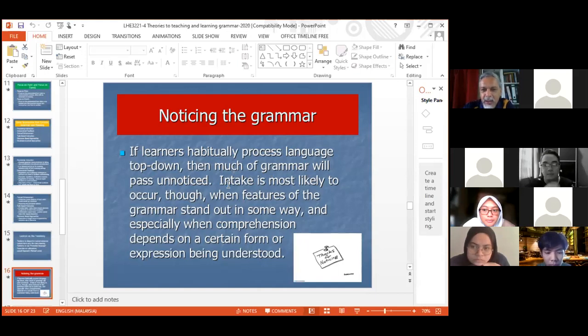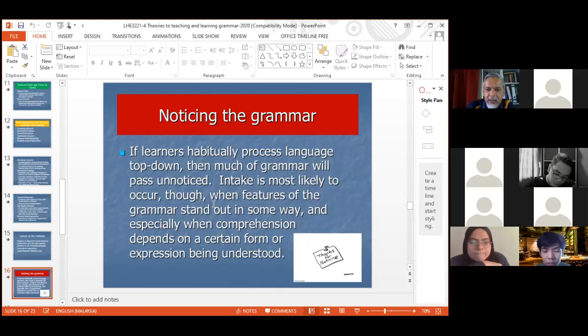So intake is most likely to occur when features of the grammar stand out in some way, and especially when comprehension depends on a certain form or expression being understood. Okay, so this is important to bear in mind. Because sometimes, especially if you want to teach grammar within some sort of communicative context, we have to be a little bit sensitive that the students may not pick up the grammar point because they're really going for the meaning. And you may have to emphasize the grammar point, highlight it for them.